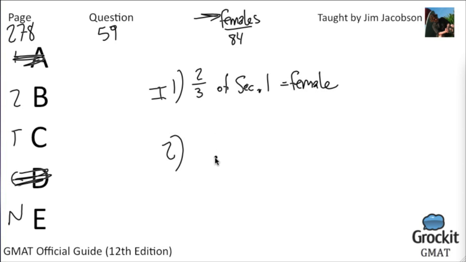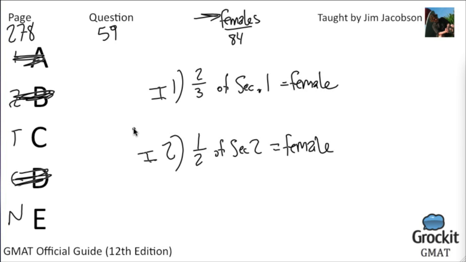Let's take a look at statement number 2. 1/2 of the students in section 2 are male. Since 1/2 are male, that's the same thing as saying 1/2 are female. So now we have that one in terms of female, but this one says nothing about section 1, so this can't be sufficient on its own. We can cross off B.